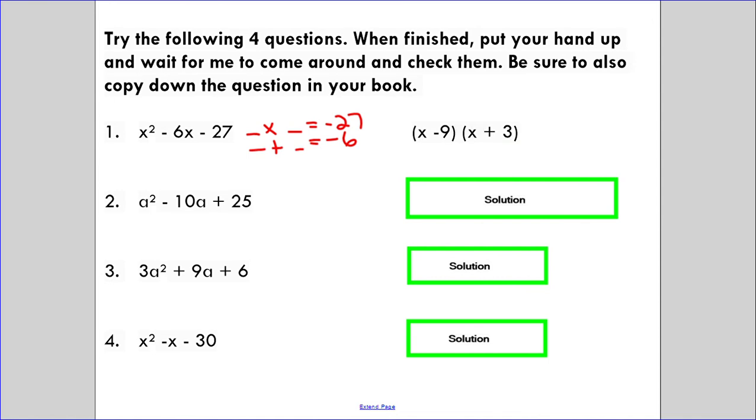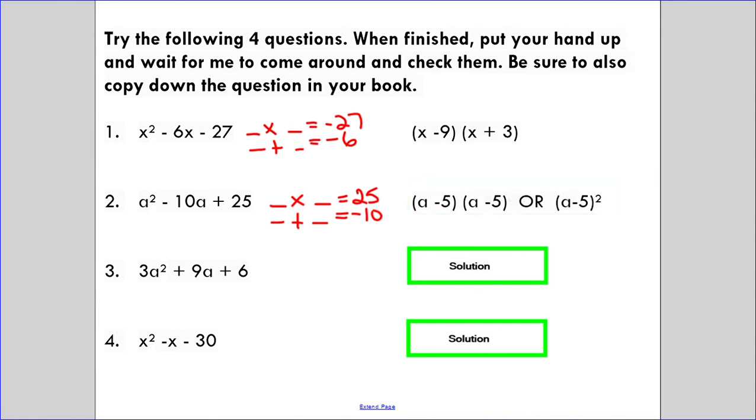My next one, again, I'm trying to think of what two things can multiply to give me 25, and those same two things can add to give me negative 10. And so in this case, it looks like 5 and 5 would work. And so if I check my answer, notice how I've got a minus 5 and a minus 5 because I have to have the same sign, or I could actually combine them together and just call it a minus 5 squared.